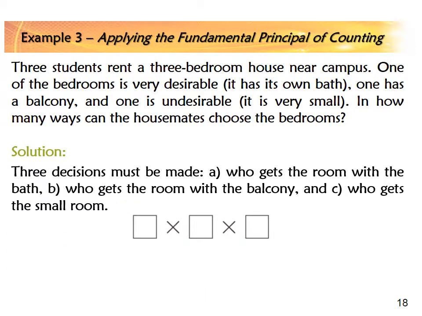Well, 3 decisions have to be made. Somebody gets the room with the bath, somebody gets the room with the balcony, and the last person is left with the small room. So to start off with, we have 3 people in 3 rooms. Now once one room is taken, we only have 2 rooms left to choose from. And once that second room is taken, there's only 1. So there are only 6 possibilities here.